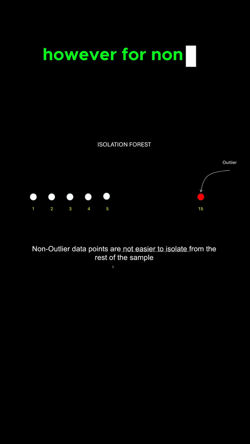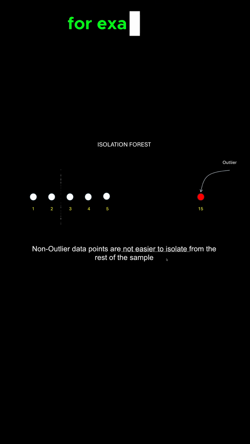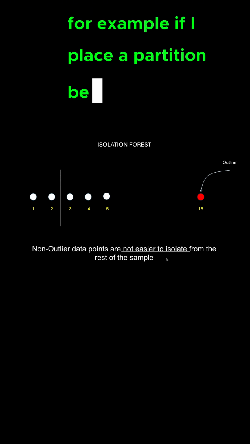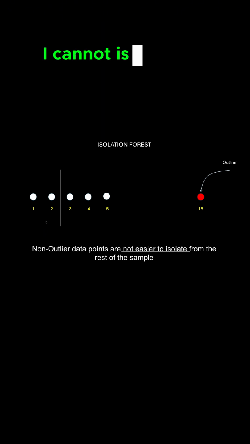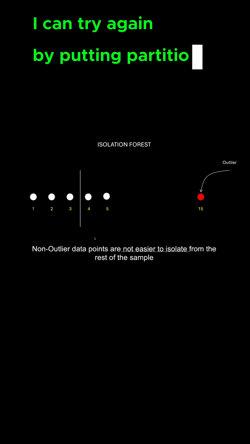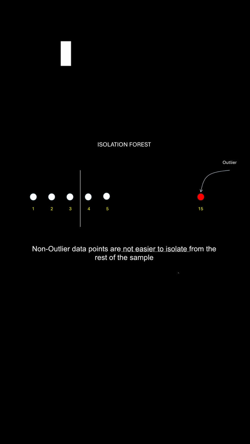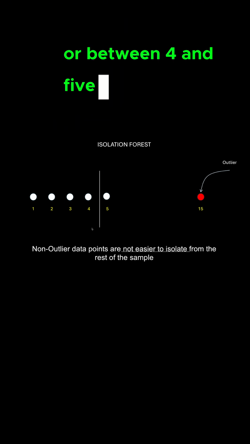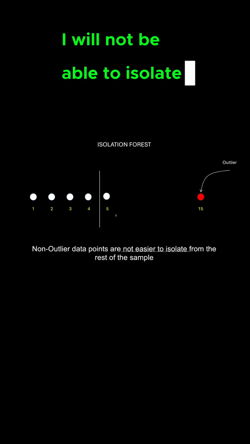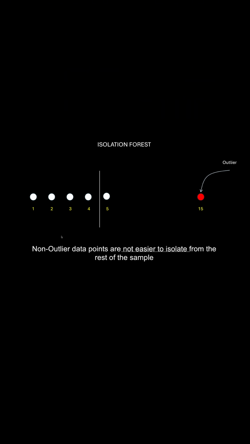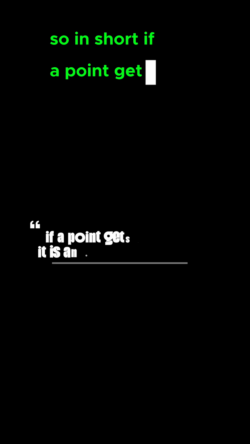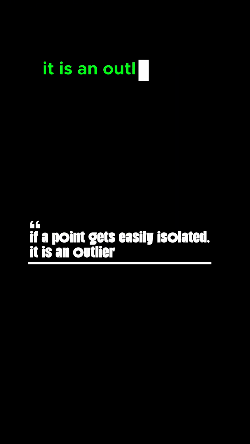However, for non-outlier points, it's not easy to isolate them. For example, if I place a partition between 2 and 3, I cannot isolate any points. I can try again by putting a partition between 3 and 4, or between 4 and 5. Still, I will not be able to isolate the non-outlier points. So in short, if a point gets easily isolated, it is an outlier.